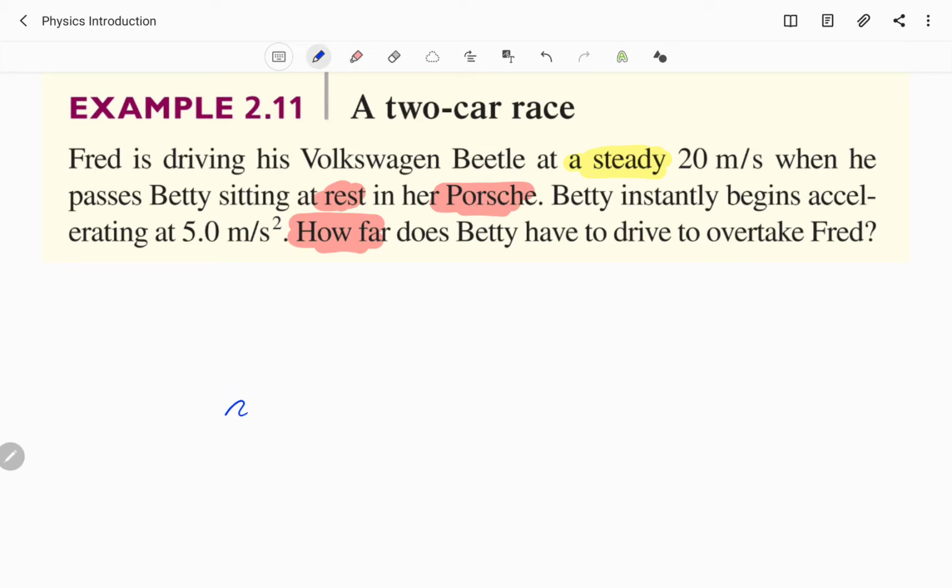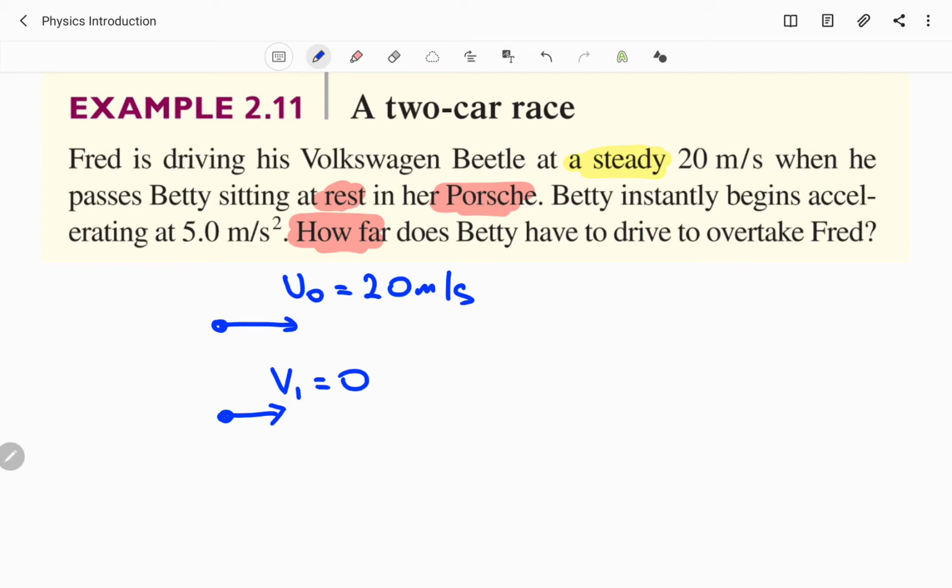So let's say this is Betty. She is at rest. It means her initial velocity is equal to 0. Let's call it v1 equal to 0. At this moment, Fred is driving his car with velocity, let's call it v0, and v0 is equal to 20 meters per second, and this velocity is constant. And Betty immediately begins her motion with acceleration 5.